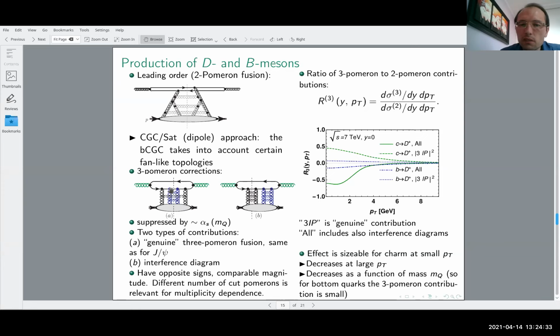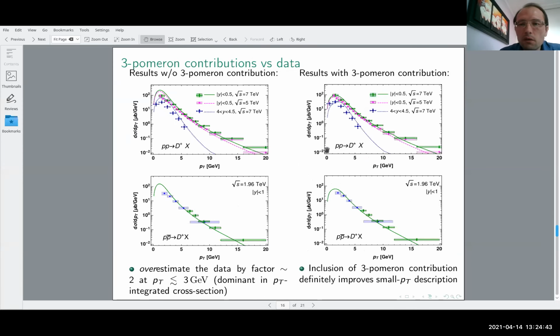This one is negative and larger than this one. For this reason, this correction is negative. And we have found that for charm, the effect is pronounced, but decreases at PT. For B mesons, it's quite small. We found that inclusion of this term allows us to improve description of PT at small PT.